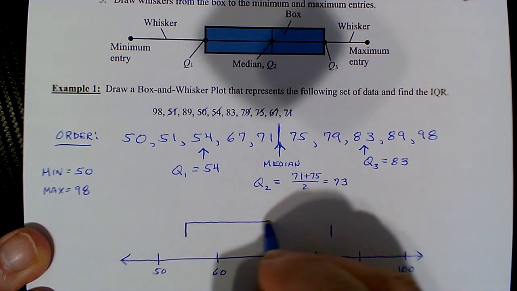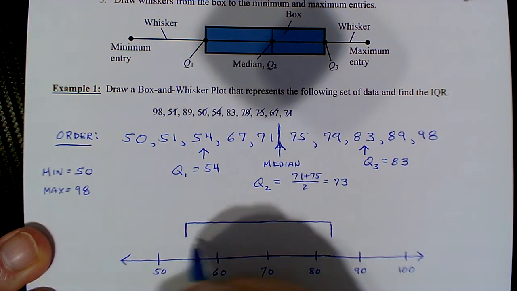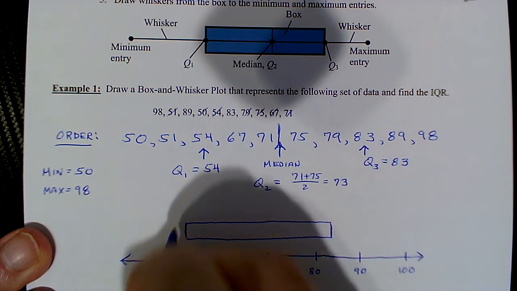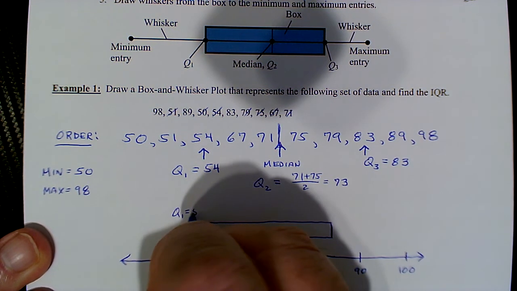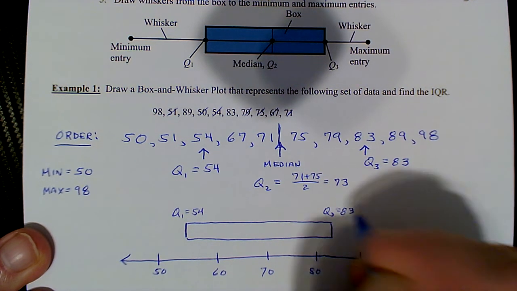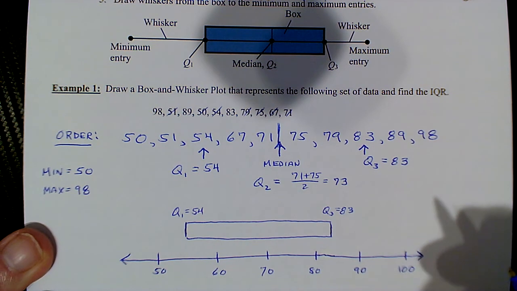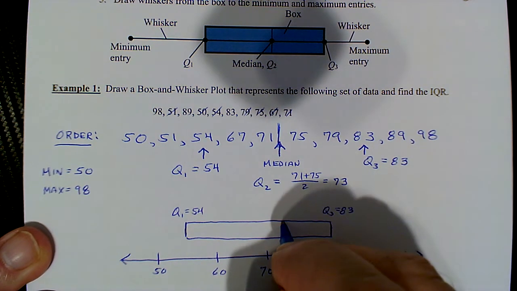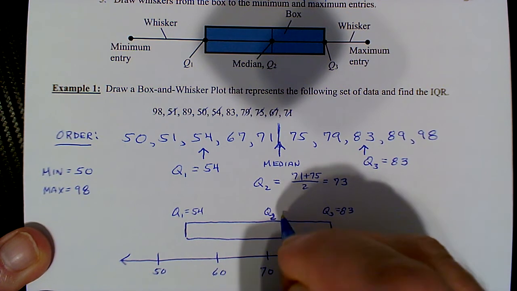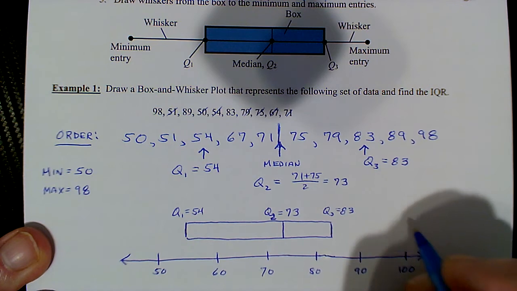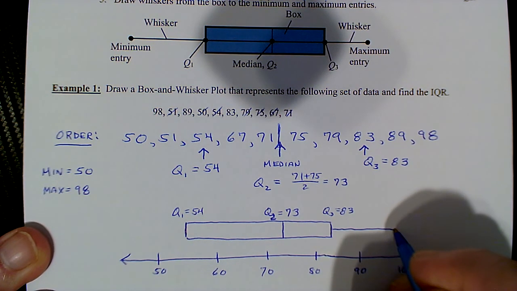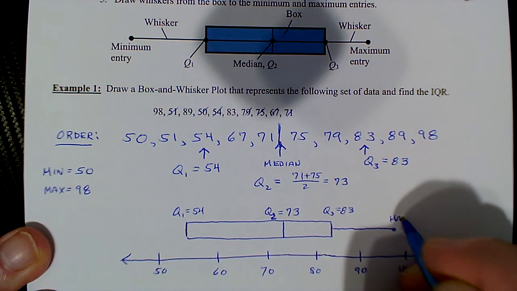And you could even note Q1 is 54, Q3 is 83 on the graph. The middle piece, 73, right about here. So Q2, 73. And then the whiskers, we'll stretch them out. Going to 98, right around here. Label that as my max, 98, and then to 50 is the minimum.